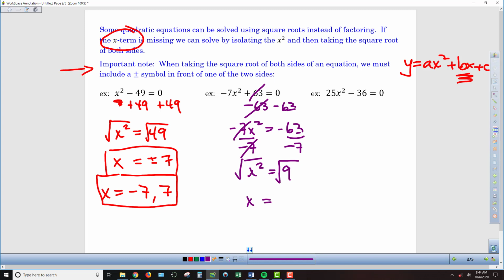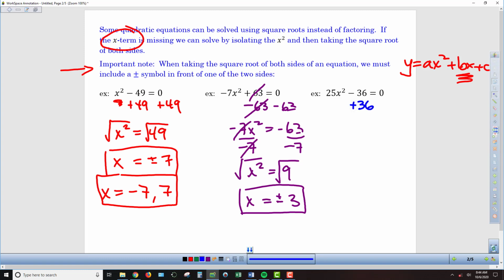square root of 9 is 3, and then once again we have to include that plus or minus in front of one side or the other. So we'll leave the x as is, and then we'll throw that plus or minus in front of the 3, so we've got our two answers. For the last one, same idea.